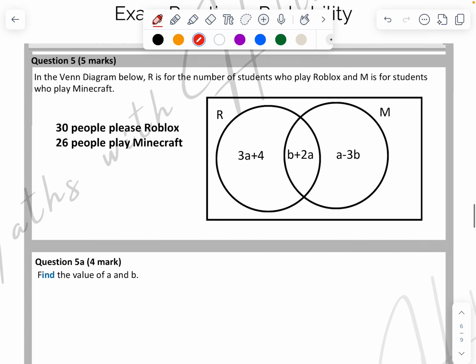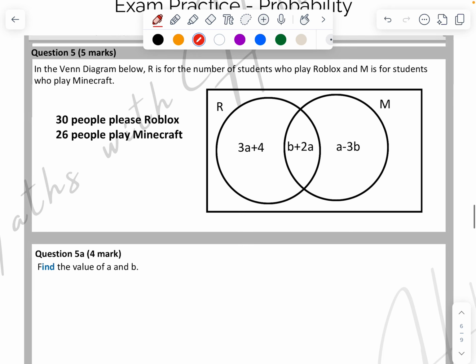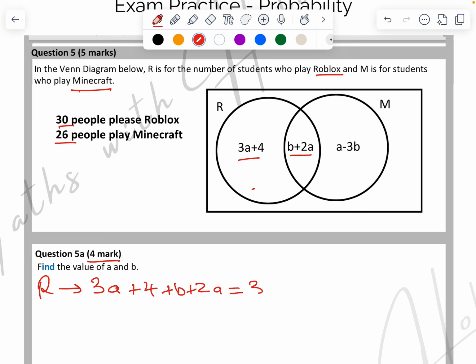Right, let's go and have a little look at the next question then. So this one is worth 4 marks. So we have a Venn diagram again. We've got R and we've got M for roadblocks and Minecrafts. It wants us to work out based on the information given, can we do A and B? So first thing I'm going to look at is for roadblocks. So if I add 3A and 4 with B and 2A, that has to equal 30.